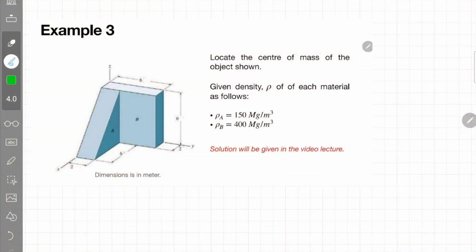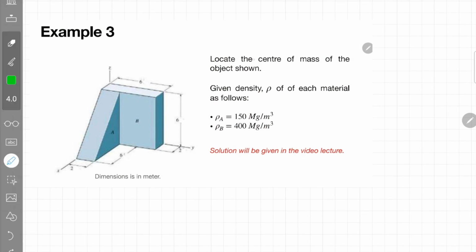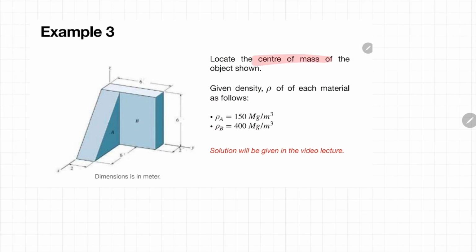Okay, so in this video, we are going to look at how we can apply the same concept to calculate the center of mass of a 3D structure. Looking at this structure, it consists of two main shapes: a triangular prism, the A, and the cuboid, the one labeled as B.